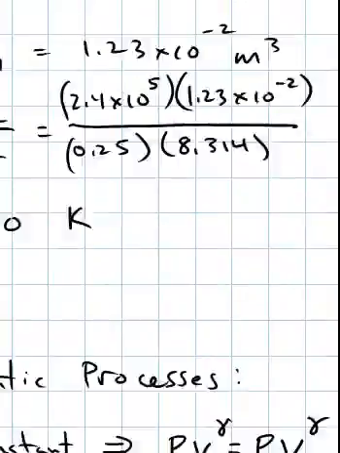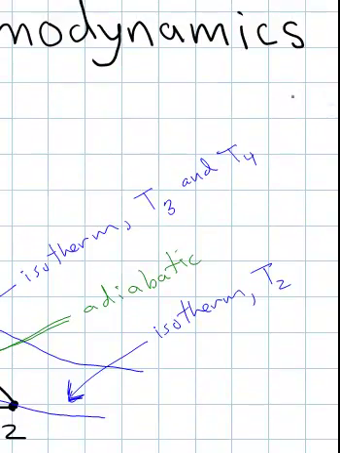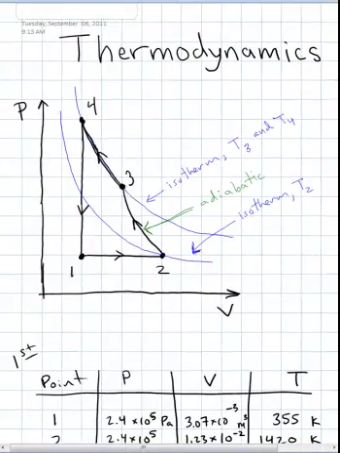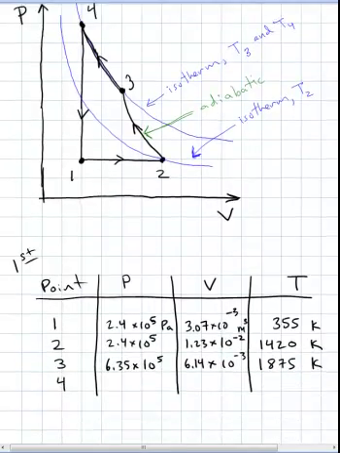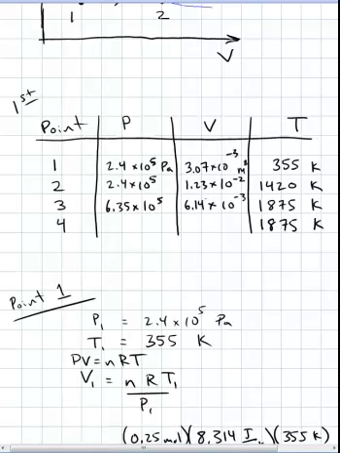Okay, one more point. Let's look at our PV diagram. We're going from point 3 to point 4. And what do we know about that path? It's an isotherm, so we can go ahead and plug in, our temperature is not going to change. The volume is the same as where we started out, 3.07 times 10 to the minus 3.